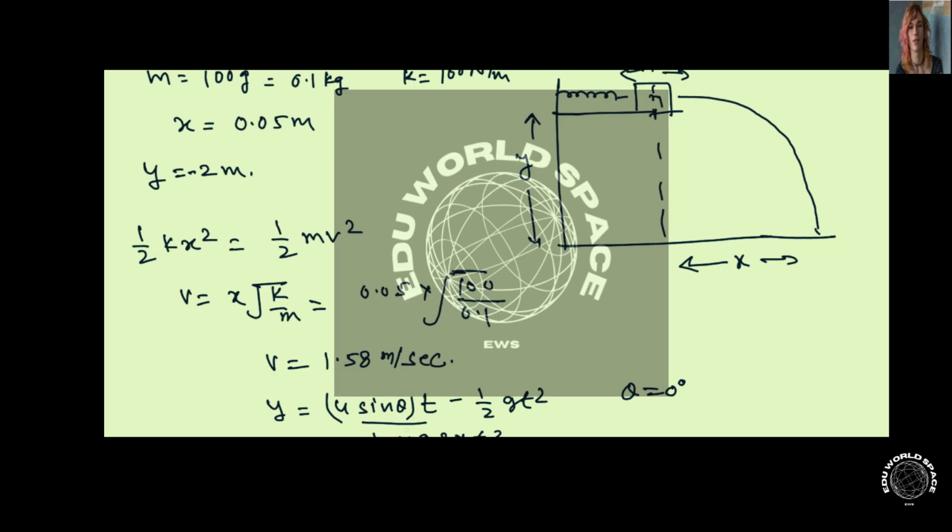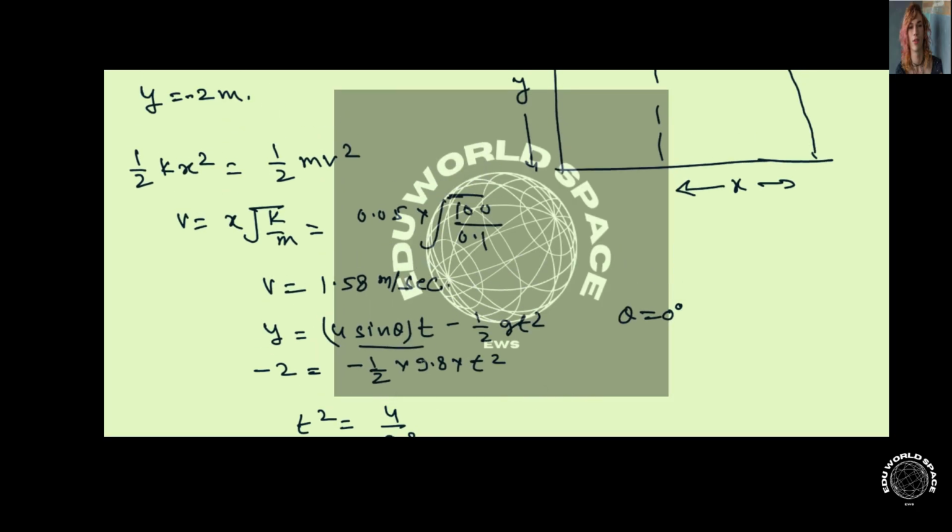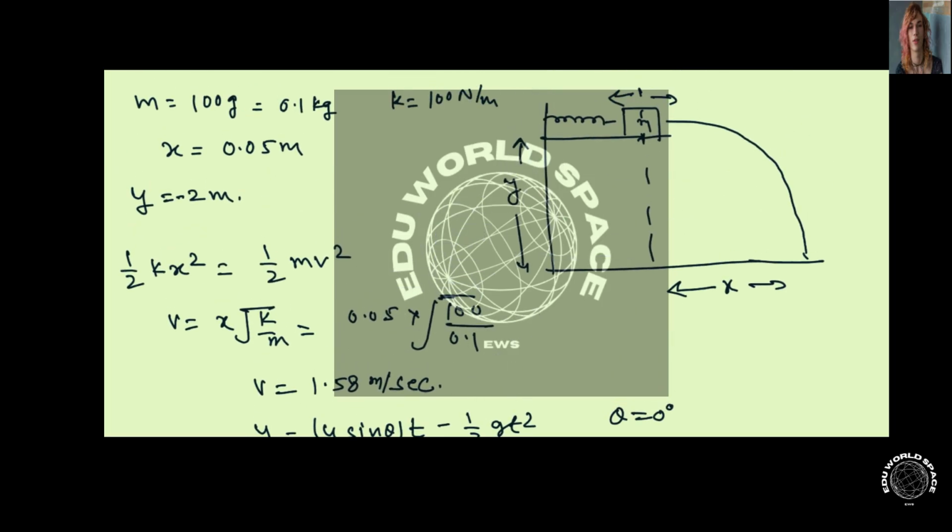From here t² will be 4 divided by 9.8. So t will be square root of 4 divided by 9.8. When we solve, it will be 0.63 second. So it will take this block 0.63 seconds to reach here.